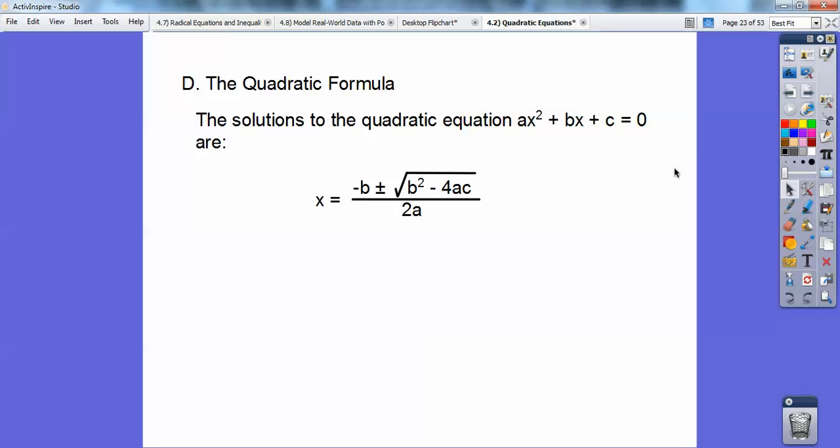There's one way, and there's another way. I don't want to sing it to you, it takes too much time. But x equals opposite b plus or minus the square root of b squared minus 4ac, all over 2a. Memorize that, you guys. You're going to need to know that.